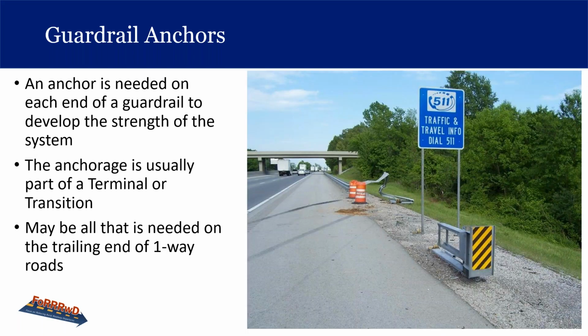Okay, so now let's move on to some more about our guardrail anchors. An anchor is needed on each end of a guardrail to develop the strength of the system, and the anchorage is usually part of a terminal or transition. It may be all that's needed. Okay, I already read that, didn't I? Let me move on to our next.